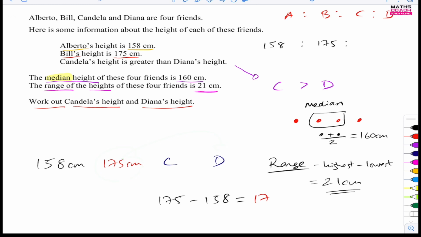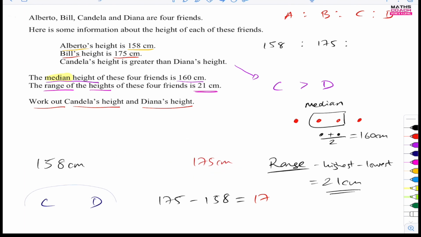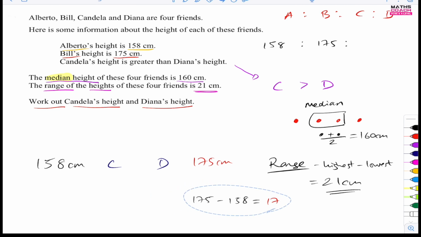So for now, because we don't know anything about D yet, let's just move this along and put that right at the end, because we don't know. Right now, currently, with all the numbers that we do know, that is the highest. So let's try to work out what could be the lowest if that is the highest.